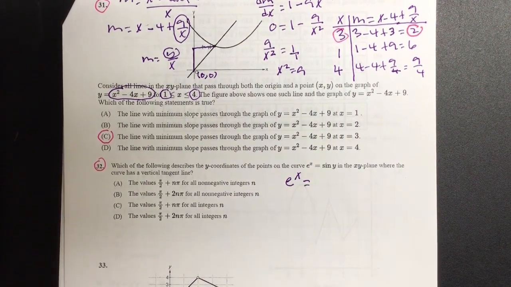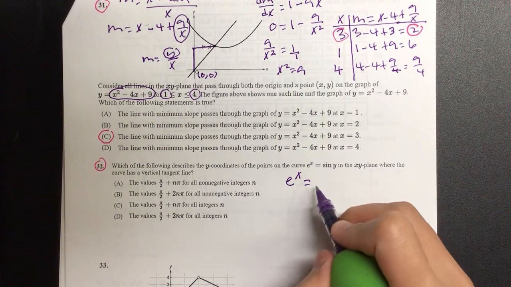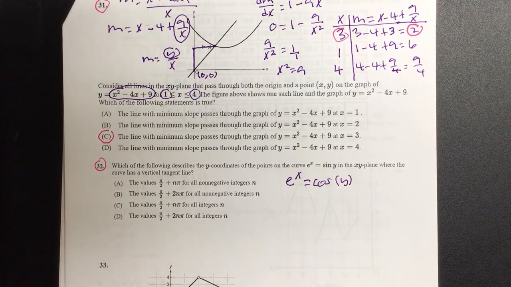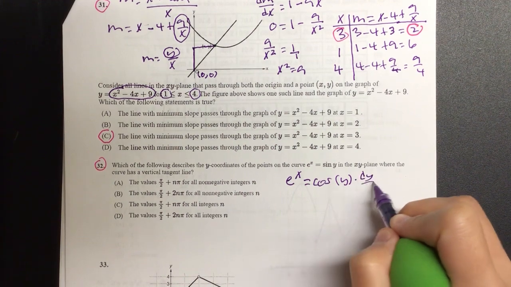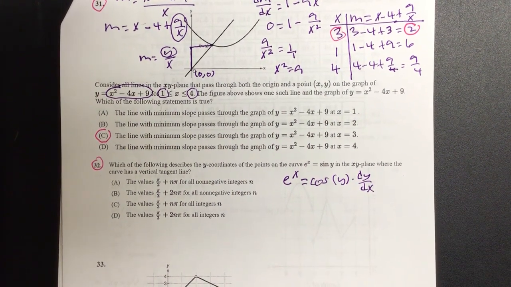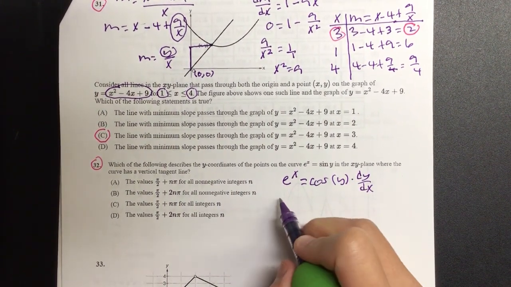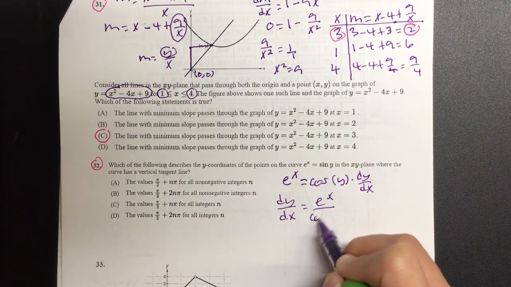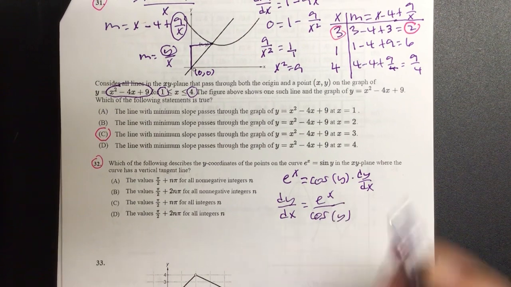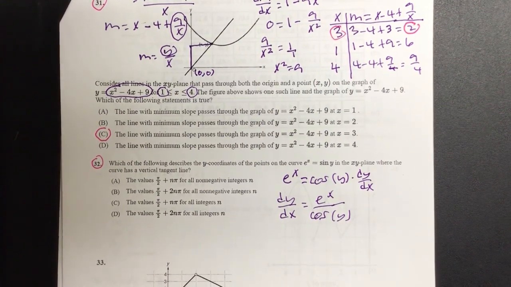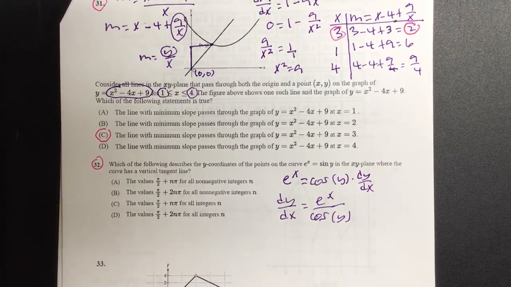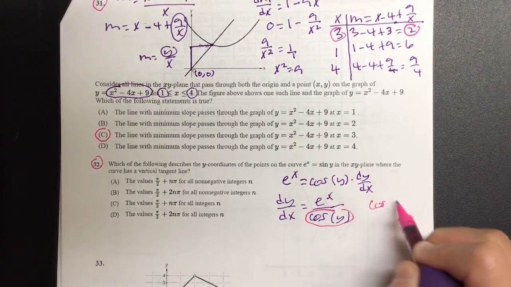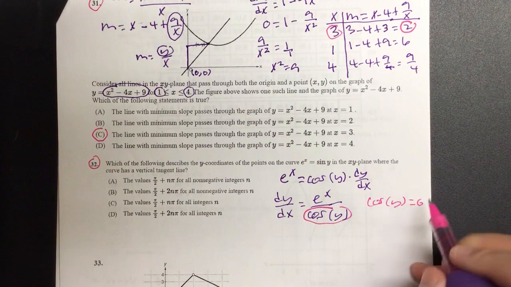Now, for the next one, we have sine. What is the derivative of sine? Cosine y. Because we're messing with something with the y, we need dy over dx. Any questions on that one? Now let's solve for dy over dx. That's going to give us e to the x over cosine of y. Because I want to figure out where there's a vertical tangent, which means we're dividing by a 0, I want to set cosine y equal to 0.